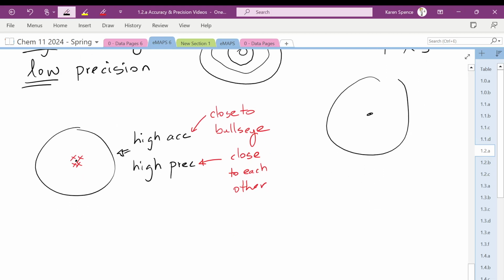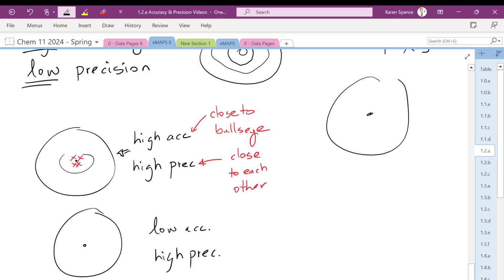Let's try low accuracy, high precision. Because I think that this one is the easiest. Oh, Miss Best guy used to walk. Absolutely, yeah. Low accuracy, high precision.